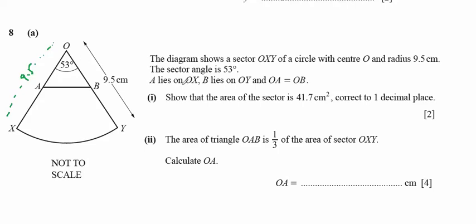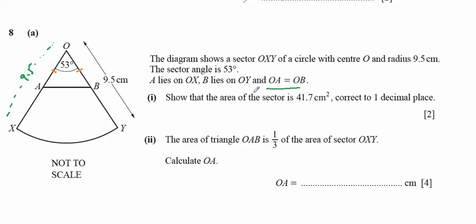A lies on OX and B lies on OY, and given that OA is equal to OB, we can say that this length OA is equal to the length OB till here. That means this is an isosceles triangle. Now show that the area of the sector is 41.7 square centimeters, correct to one decimal place.